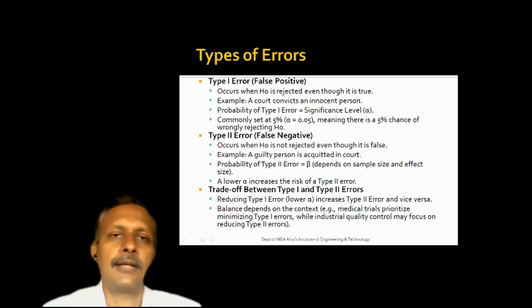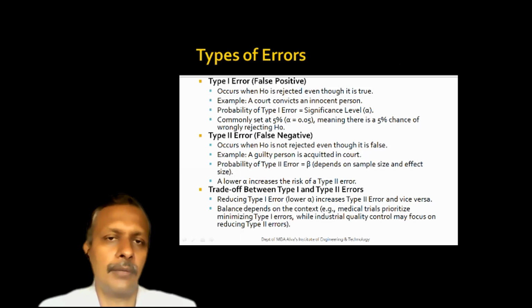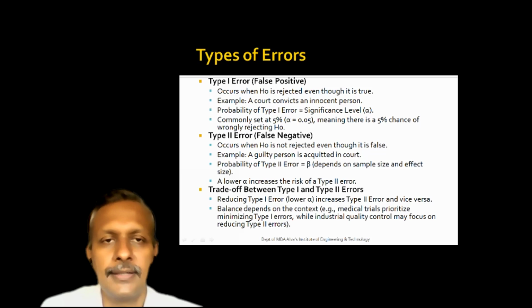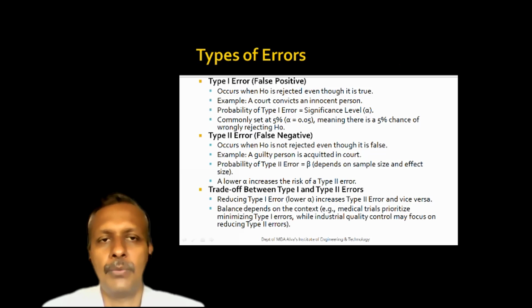And then there are types of errors which are possible while testing the hypothesis. These errors can be classified into two things, that is type 1 error and type 2 error.